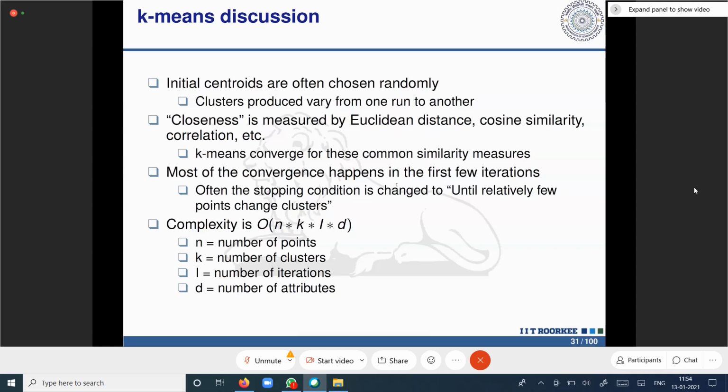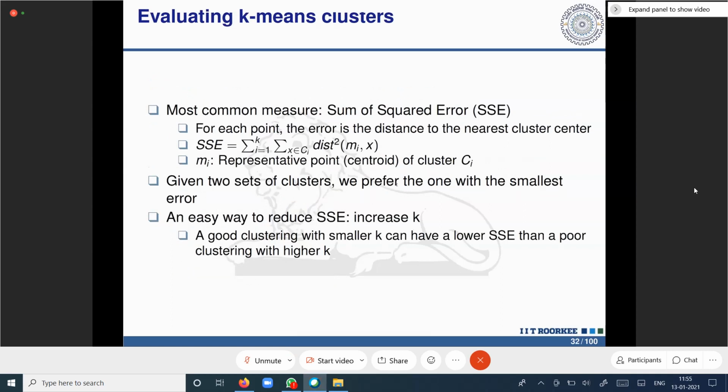Now, coming to time complexity. The time complexity of the algorithm is N K L D. N is the number of points, K is the number of clusters, because at each iteration you need to find the distance of N points to K cluster centers, L is the number of iterations, and D is the number of attributes or the dimension of the data. So this is the time complexity of the k-means algorithm.